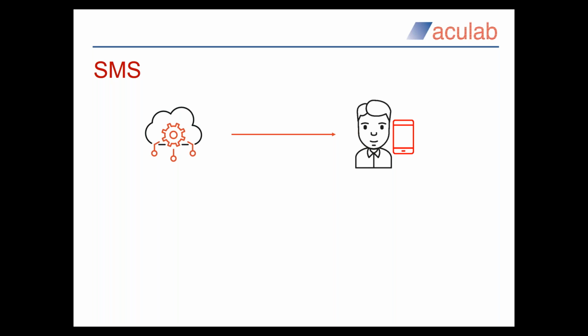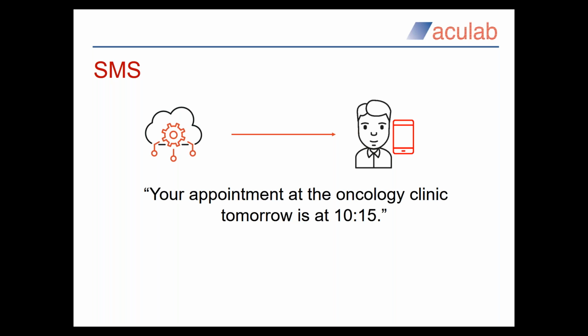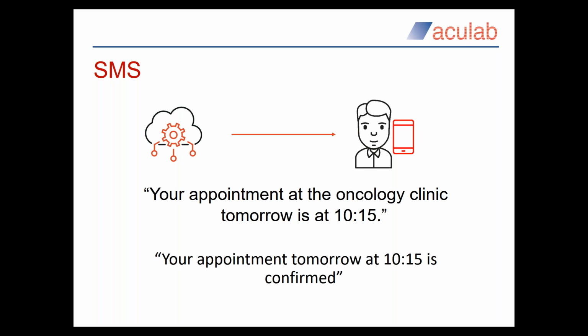SMS is sent to a patient's mobile number, which could be used to identify them, and the contents of the SMS then qualifies as personal healthcare information and should therefore not contain any sensitive patient data. This means that rather than sending an SMS saying your appointment at the oncology clinic tomorrow is at 10:15, you should send something like your appointment for tomorrow at 10:15 is confirmed.